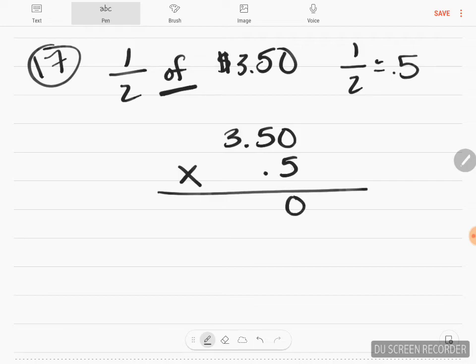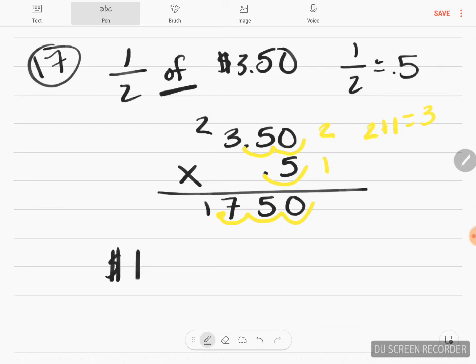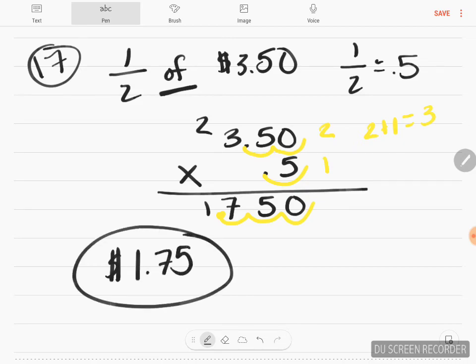5 times 0 is 0. 5 times 5 is 25. Write the 5 there, carry the 2. 5 times 3 is 15, plus 2 is 17. All right, let me count my decimals. I have 1, 2 there. I have 1 there. So decimal needs to go 2 plus 1, which is 3. 1, 2, 3. All right, so my answer is $1.75.